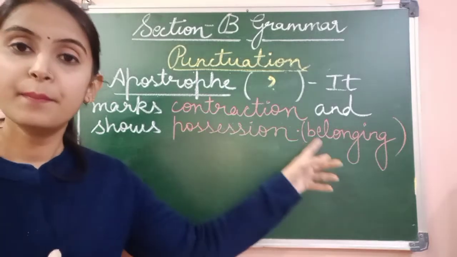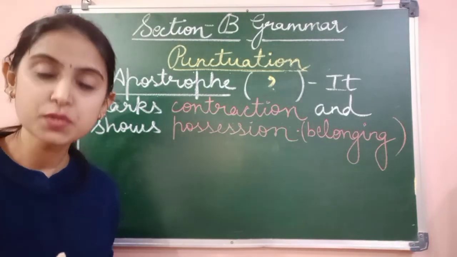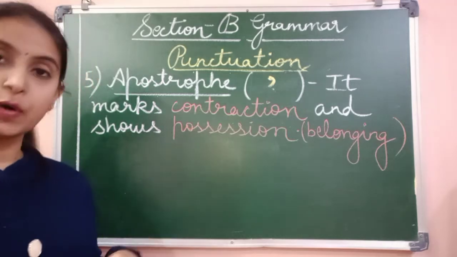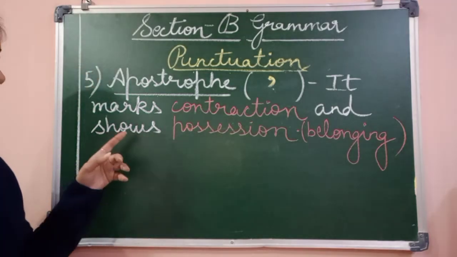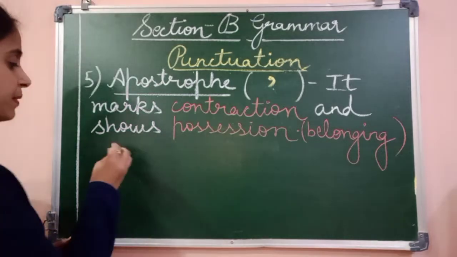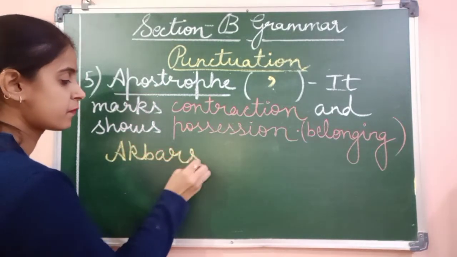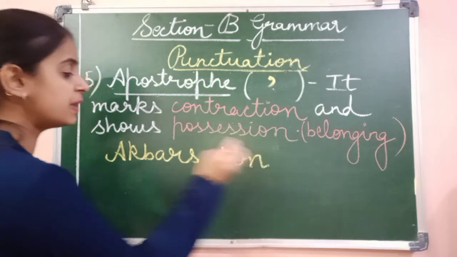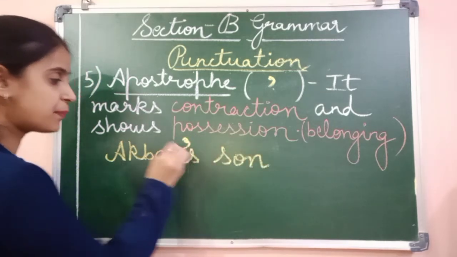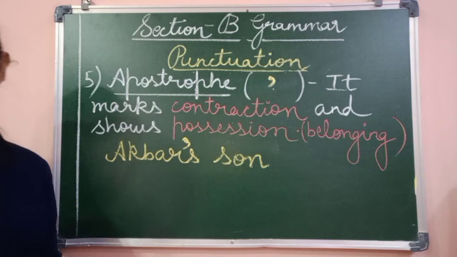Possession means belonging. Whenever we have to show that something belongs to someone, we use an apostrophe. So the apostrophe is also used to show possession. For example, I say Akbar's son. So I put an apostrophe here to show that the son is of Akbar.